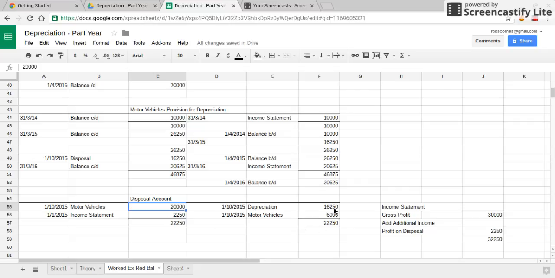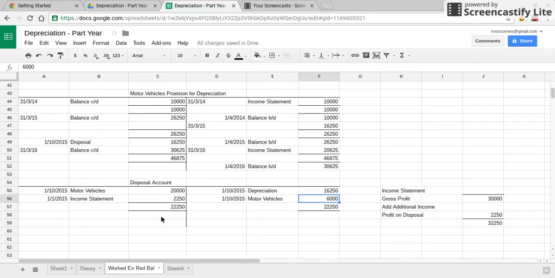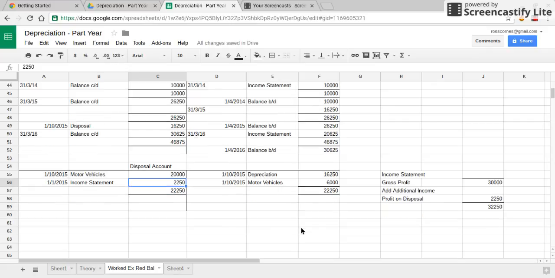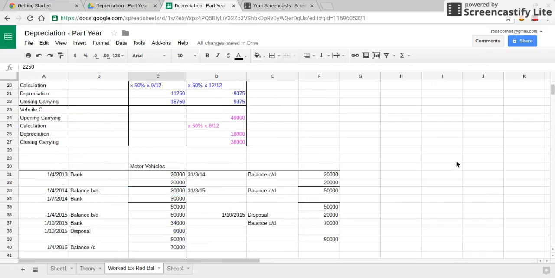Okay, and then in the disposal account, we've got the vehicle we disposed of. We've got the depreciation, which is 16,250. We had a trade-in value, so the value on the vehicle that we disposed of was $6,000. So I've credited that to the disposal account, debited it to the motor vehicles account, and then that gives us a debit entry in the disposal account of 2,250. So we need to add that on to our gross profit in the income statement.